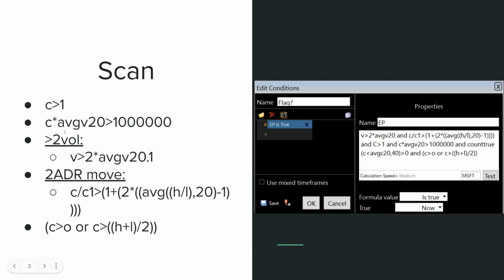So all of these criteria put together give me a very short list of about 10 to 20 names that have made big moves in the day on really big volume. And that's the basic idea of what I'm scanning for. So the idea, if you think about it another way, is that if a stock has made a big move on earnings, then it should have made more than a 2 ADR move on more than twice its average volume, right? I've basically taken that idea and put it into a scan.